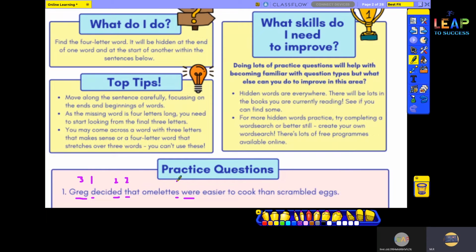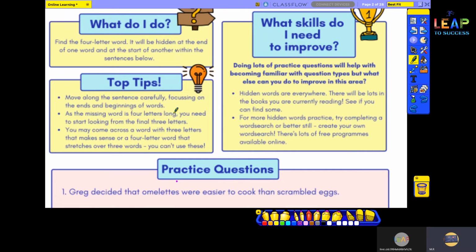And then you could also have one letter at the end of one word, and at the beginning of the other you could have three. So these are the combinations that you can have. Okay, now let's move on. It says, move along the sentence carefully, focusing on the ends and the beginnings of each word. Again, like I just mentioned, a combination is something you can do in your checks, and we will look at that shortly. All right, let's move on.